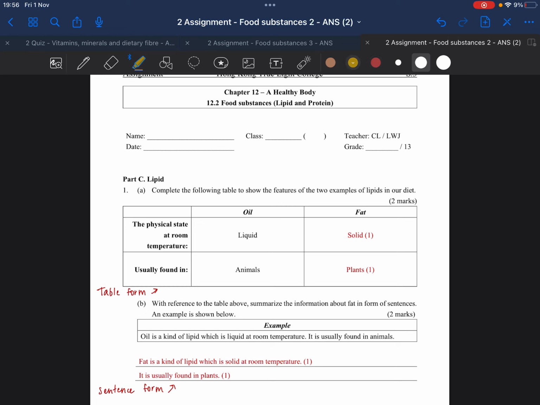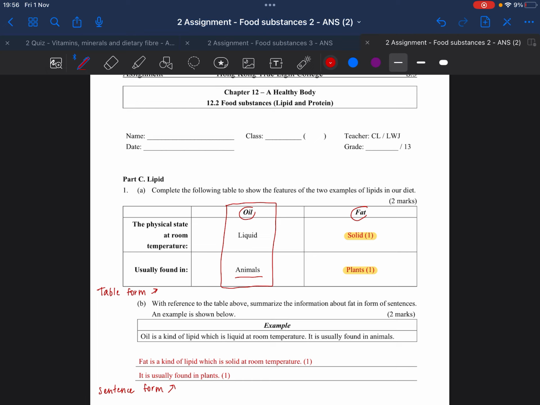Let's discuss food substances, lipid and protein assignment. For part C, question 1, you have to identify the physical state at room temperature of the fat, which is solid, and you have to identify where it's usually found. This part of the table must be your reference here, so that you know that it's usually found in animals for the oil. Then it gives you an idea what you should write for the fat.